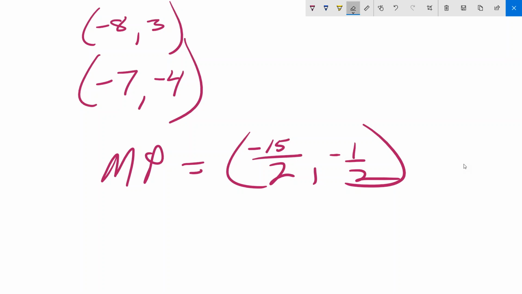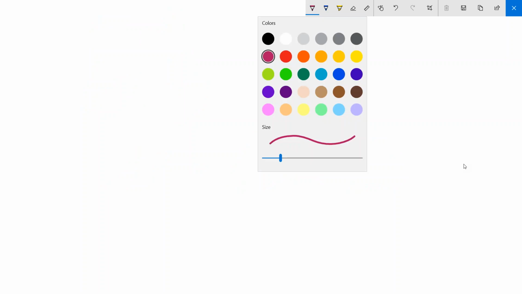A little bit harder when you're going the other way, in other words, when they give you one endpoint and one midpoint. But same concept. Mechanics are a little different of doing it. What's your next problem?